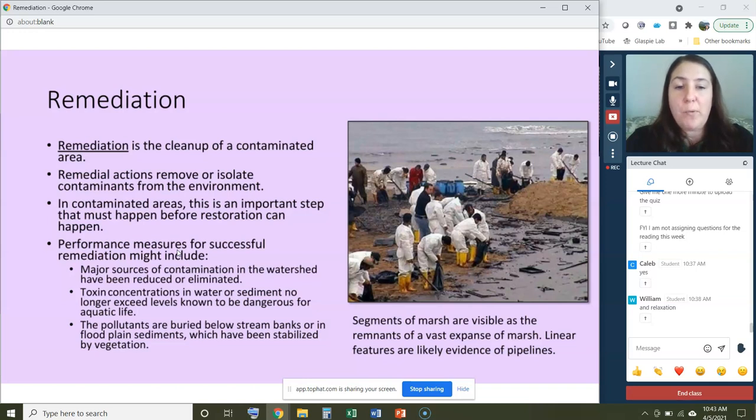And you can have specific performance measures that help you address if your goal has been achieved. And these can be like these 3 points here. You can have major sources of contamination in the watershed that have been reduced or eliminated. You can have toxin concentrations in the water and sediment that no longer exceed levels known to be dangerous for life. Or you could even have those pollutants remain in the system, but they're buried below stream banks or in floodplain sediments that have been stabilized by vegetation. And so they're semi-permanently buried in the sediments, and they're not available for life.